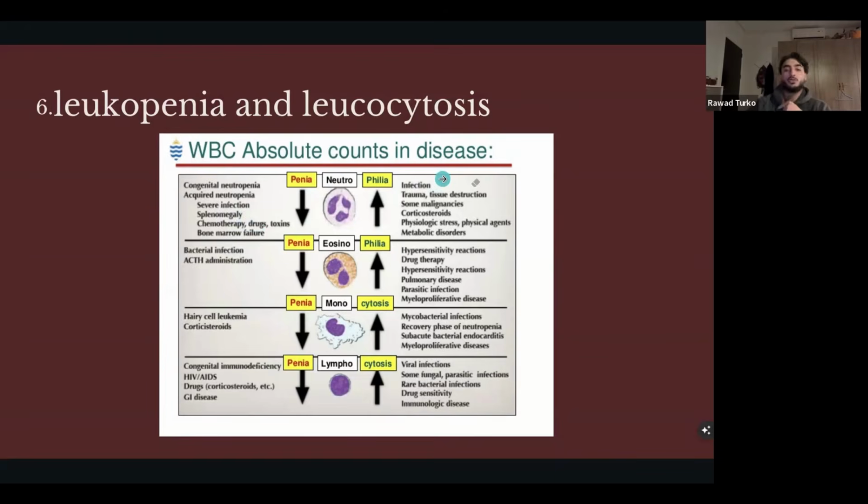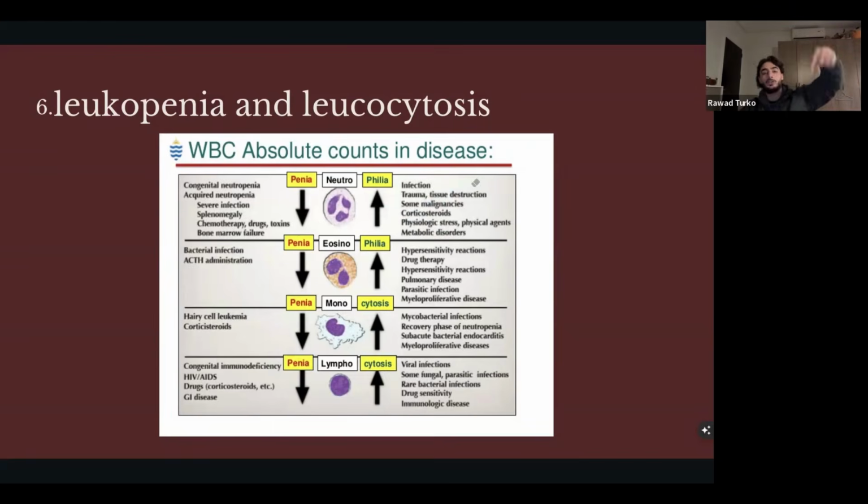Now, neutrophilia is going to be caused by any sort of infection, tissue destruction, some malignancies. Corticosteroids are going to cause also neutrophilia. This is very important for you to know. And that's not because they're increasing the production of neutrophils. That's because they're actually going to inhibit the demargination of neutrophils.